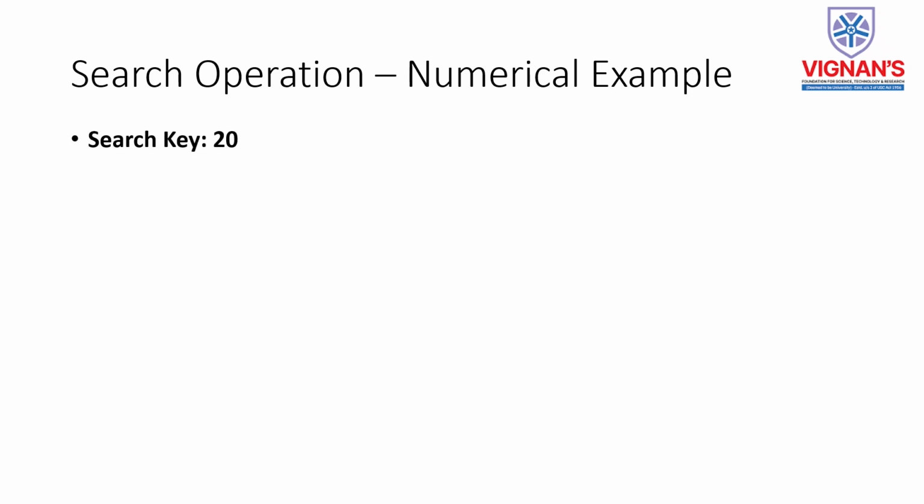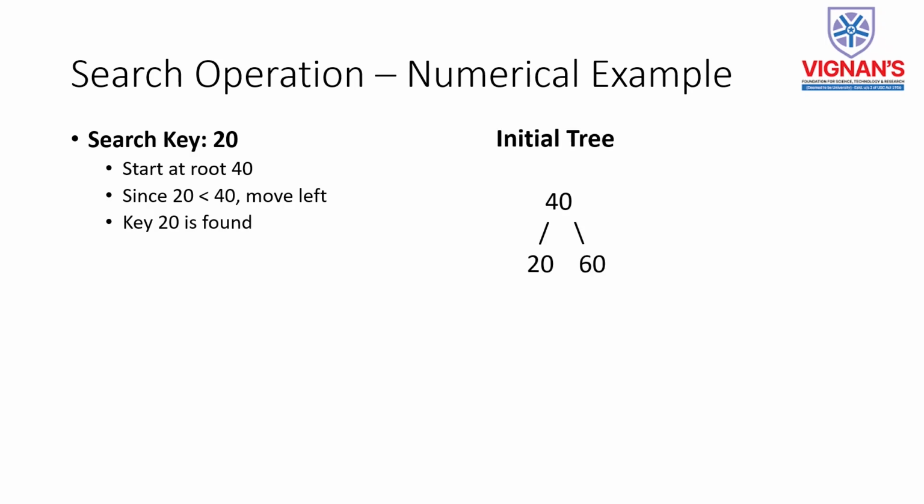Search key 20. Start at root 40. The search begins at the root node of the tree, which is 40. Since 20 is less than 40, move left. Because the search key 20 is smaller than 40, we move to the left child of the root. Key 20 is found. The left child contains the value 20, so the search operation is successful.